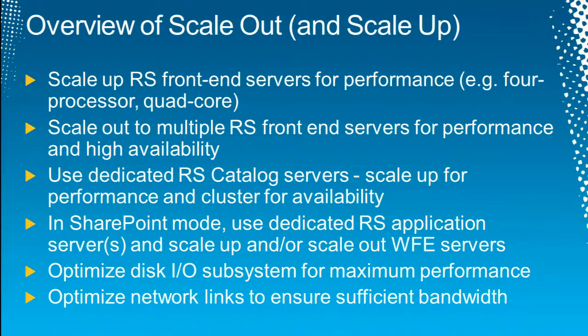When I say front end, I'm already assuming that we're splitting the RS catalog from the RS front end server, which is the second point. Scale out, well, actually the third one, but scale out to multiple front end servers for performance and availability. Third point, use dedicated RS catalog servers. You have one catalog server for RS until Denali, and we'll talk about that. I'm not sure where we're talking about that.